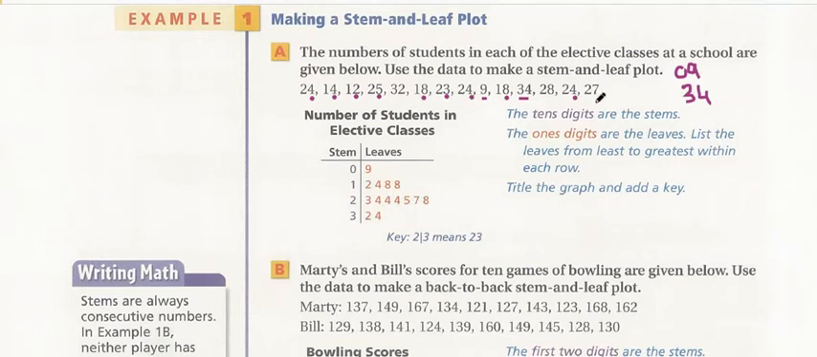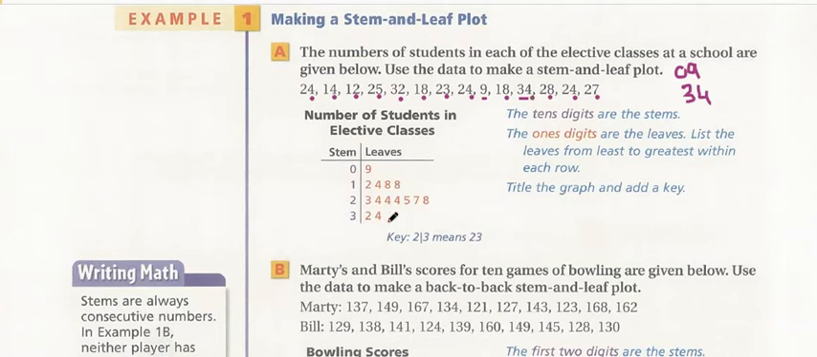After 25 I have 27, so I'm going to write 7. Then 28, so I'm going to write 8. Then I have 32. So next line, 3 in the stem, and what do I have? 2. So I write 2 in the leaves. After 32, I have the greatest number, which is 34, so I just write 4 in the leaf beside the 2.